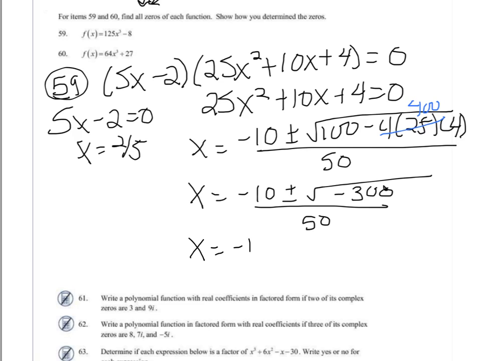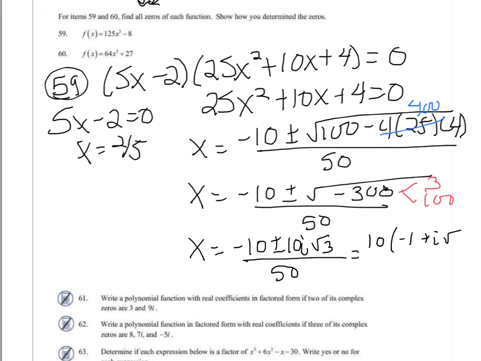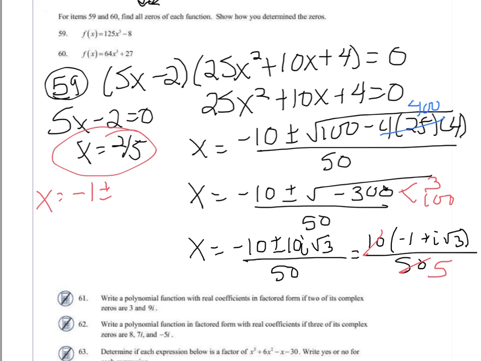So that's x equals negative 10 plus or minus. Now 300 is 3 times 100, and the square root of 100 is 10. So this is 10i root 3 all over 50. Now the numerator has a greatest common factor of 10. And the reason I want to factor it out is because the 10 and the 50 can simplify. So one zero is 2/5, and the other two zeros are negative 1 plus or minus i root 3 divided by 5.